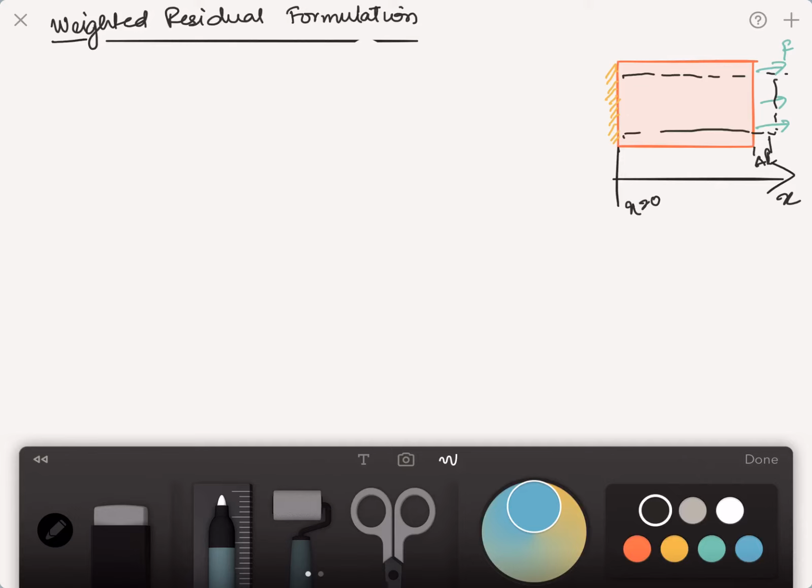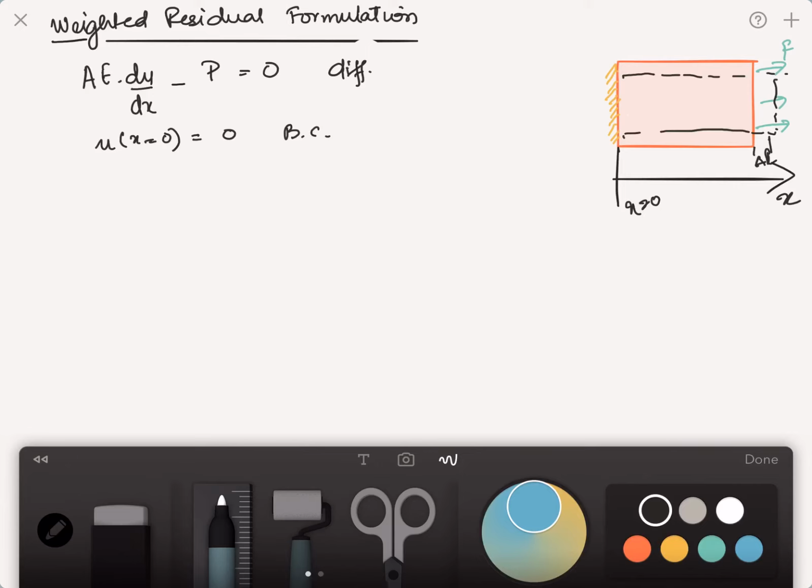If we have a certain condition, let's pick this one. We can write it in the form of a differential equation, which is described as AE du/dx minus P is equal to 0, with boundary conditions: when x is equal to 0, u is equal to 0. So this is the boundary condition and this is my differential equation that defines the problem.